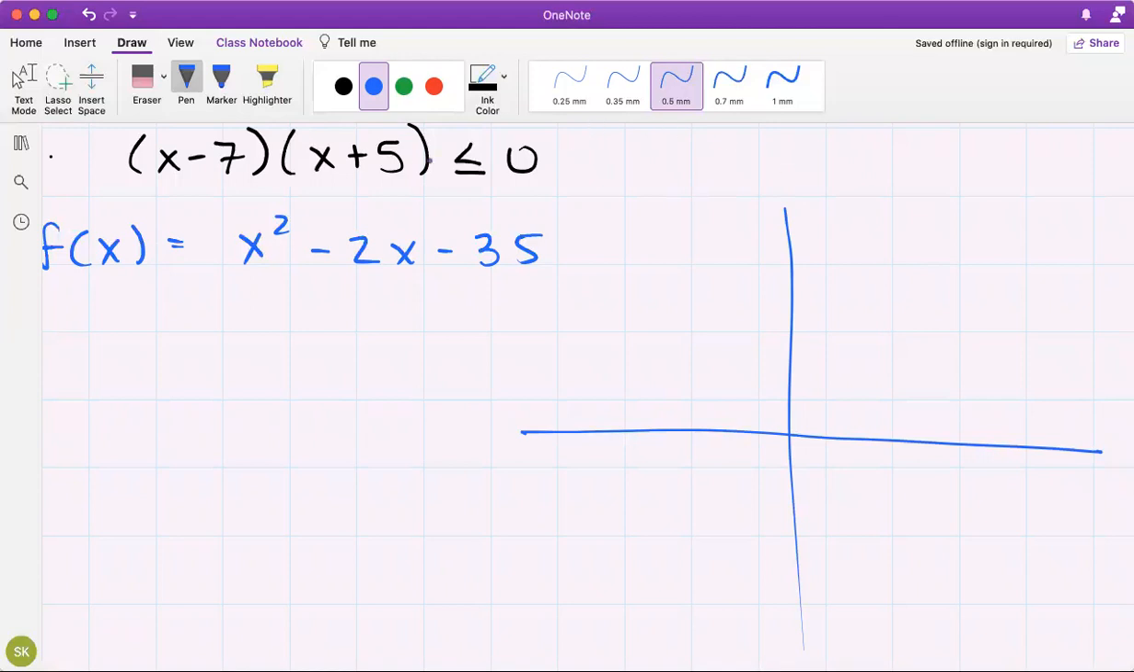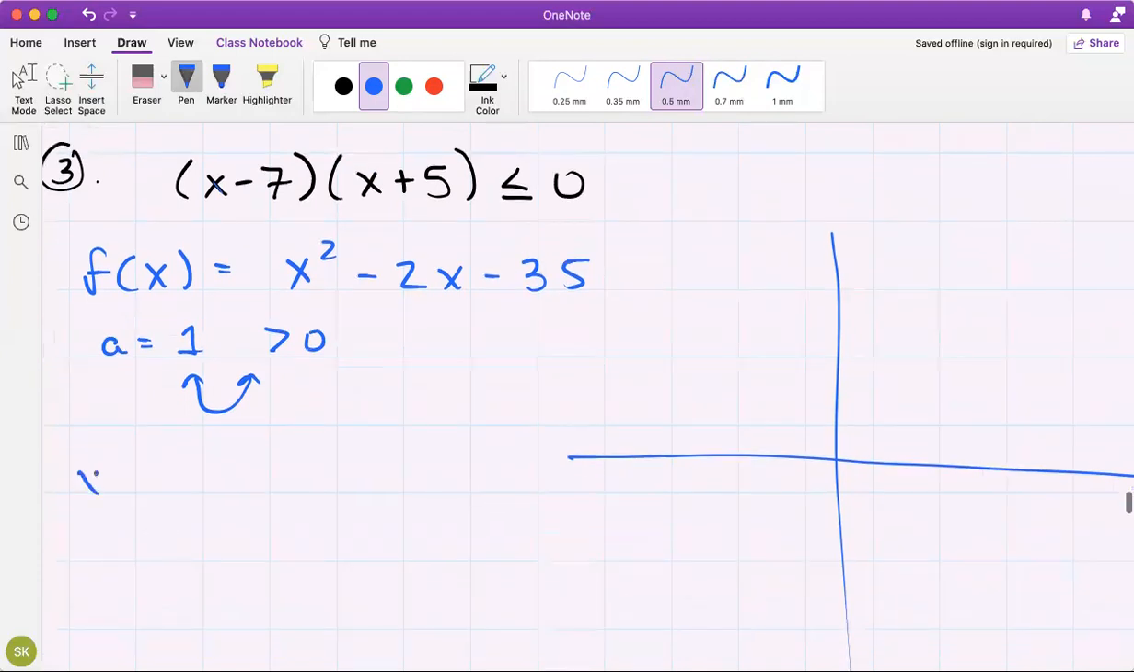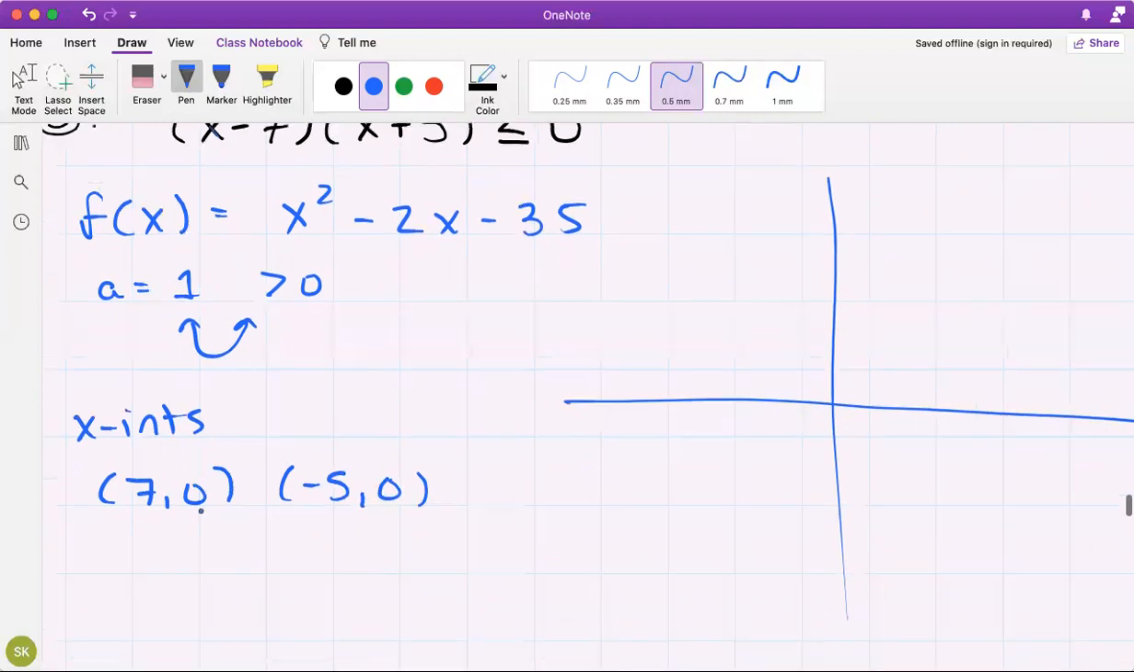Okay, a couple of things to notice. A, the number in the front, well, I just multiplied an x with an x, so a is equal to 1, which is greater than 0, which tells me my graph is pointing upwards. Also, my x-intercepts are (7, 0) and (-5, 0). They're always the opposite of what we have in here, because if we set them equal to 0, we move the 7 to the other side and the 5 to the other side. So let's plot these 2 points.